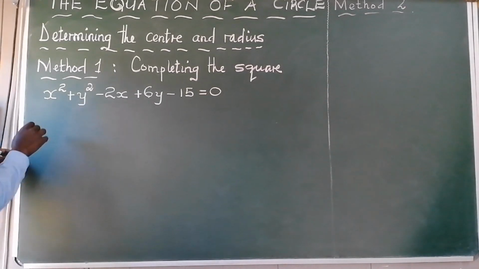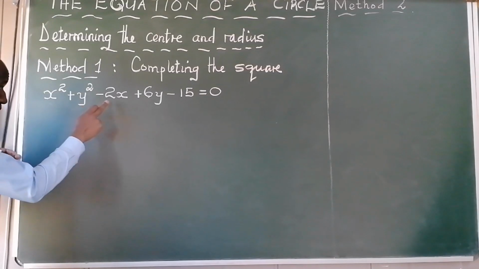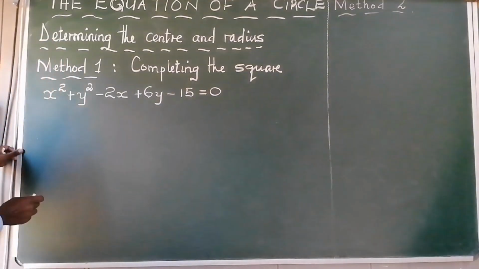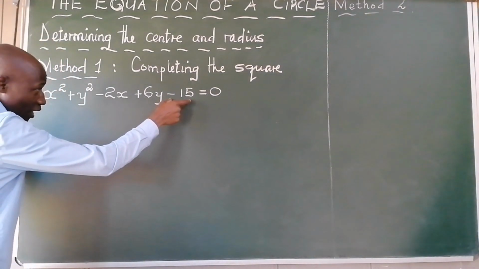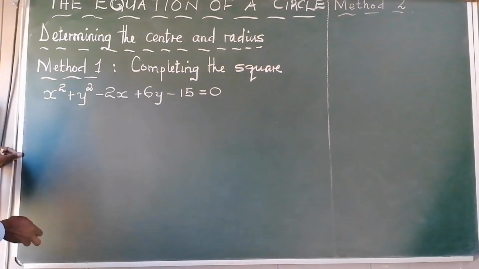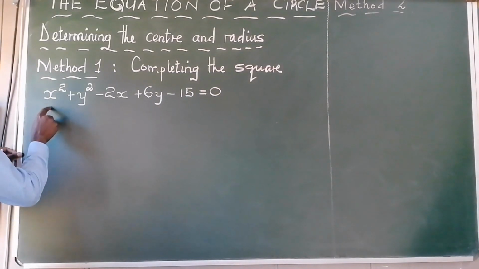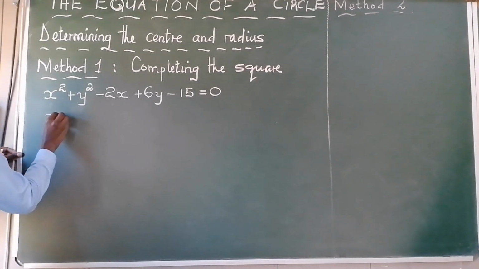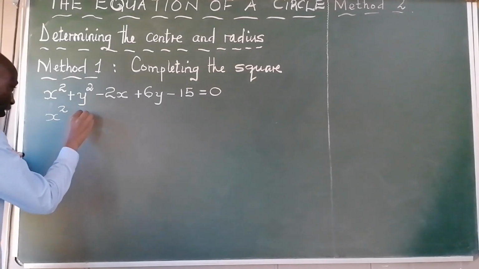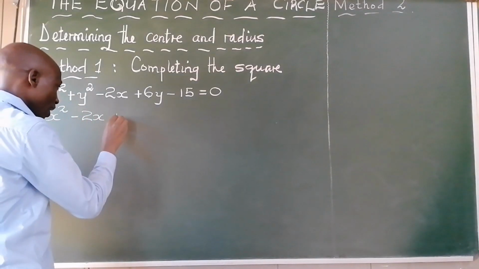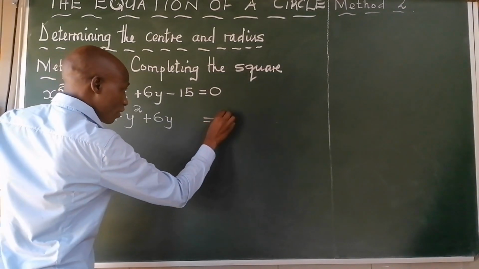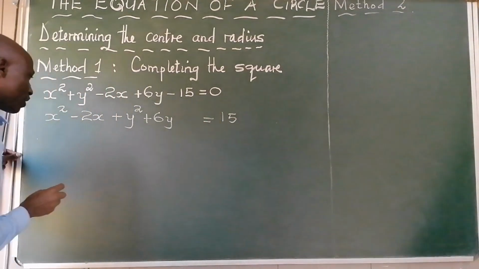Now we have our equation here: x squared plus y squared minus 2x plus 6y minus 15 is equal to 0. So the first step is to take the 15 to that side. It becomes a positive, and also aligning x squared and 2x, y squared plus 6y. So we will have x squared minus 2x and then plus y squared plus 6y is equal to 15. Okay, this is the first step.